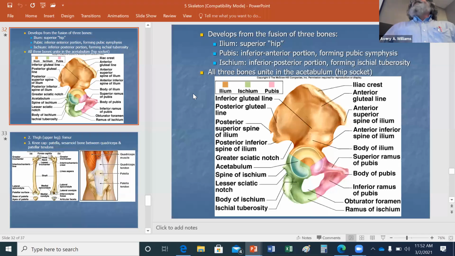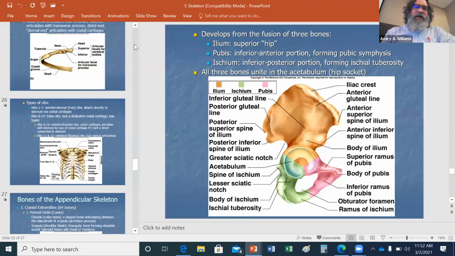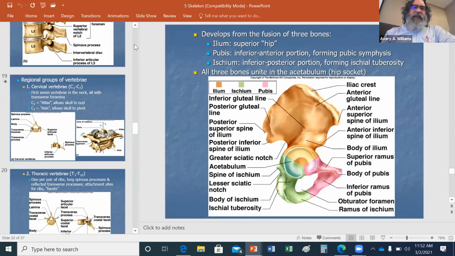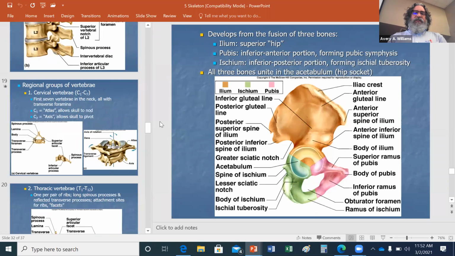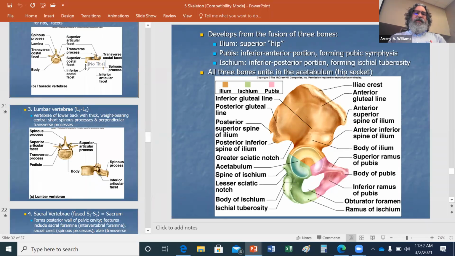Okay, what's your question? She's asking about the vertebrae, and you want to know how you tell the difference between all the 3.